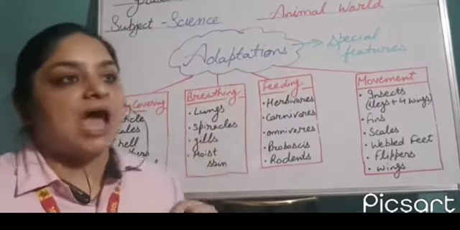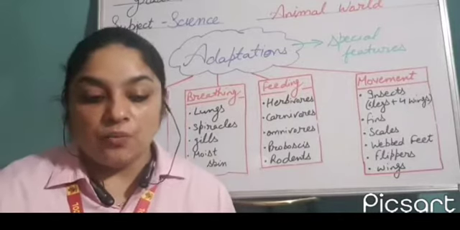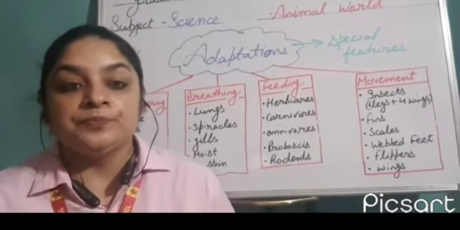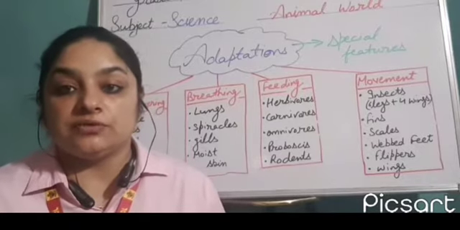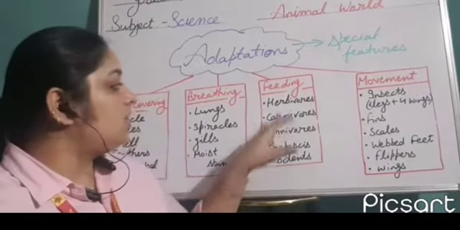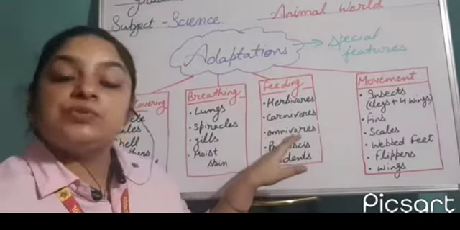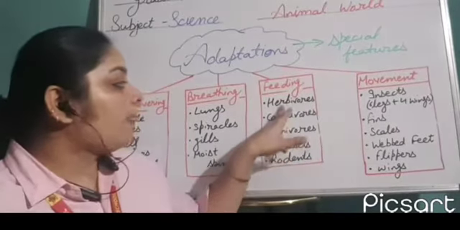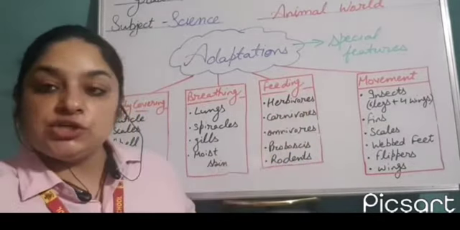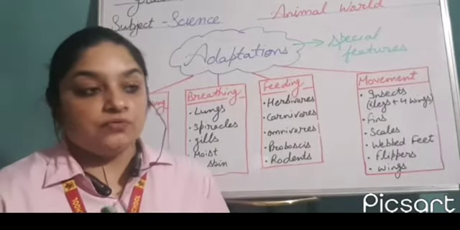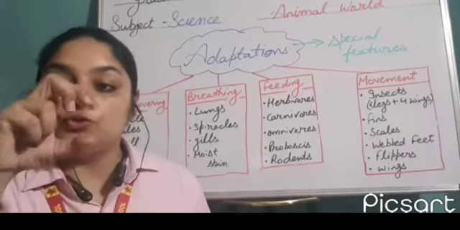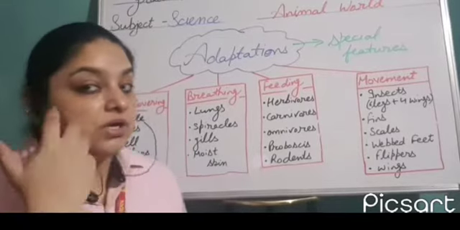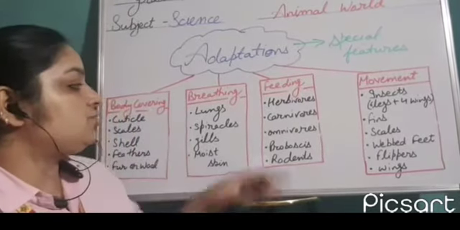Next is feeding habits or feeding organs. When we are talking about feeding habits, we mean how different animals feed, how they eat. On the basis of feeding habits, we have different categories. Most of the animals which eat only plants, we call them herbivores. They have front sharp teeth to take the bite and back or flat teeth to chew the food.